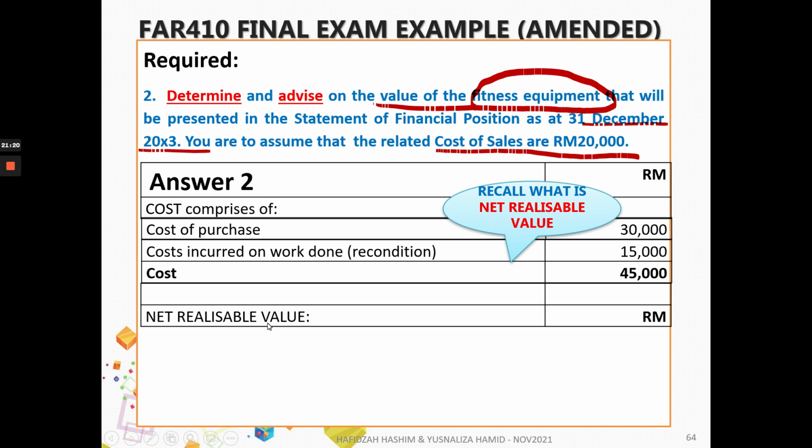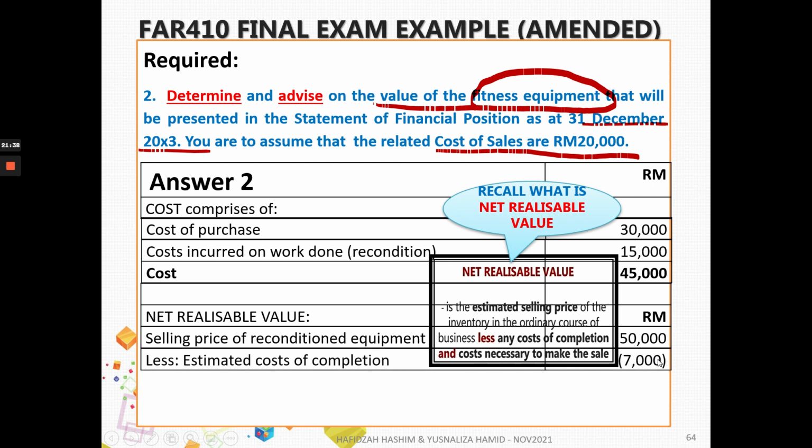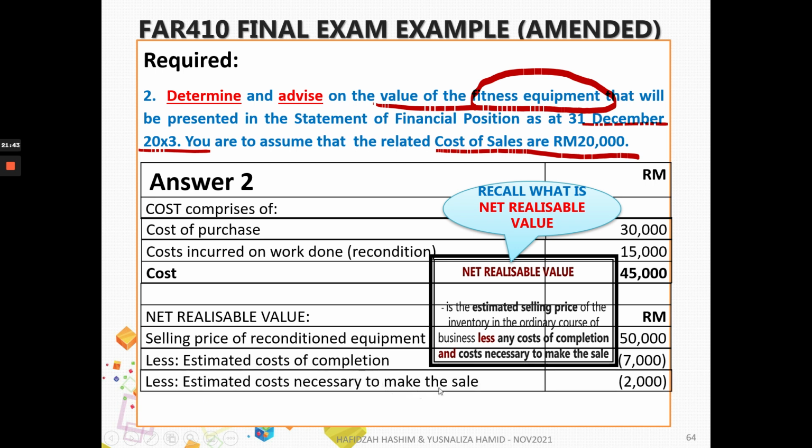The NRV will comprise, let us look at what NRV is. It is the estimated selling price of the inventory in the ordinary course of business, less any cost of completion and cost necessary to make the sale. So the selling price is 50,000, which is directly from the question. Estimated cost of completion is 7,000. These are for the closing inventory. The estimated costs to complete and to make the sale are all deducted from the selling price. Therefore, you get an NRV of 41,000.